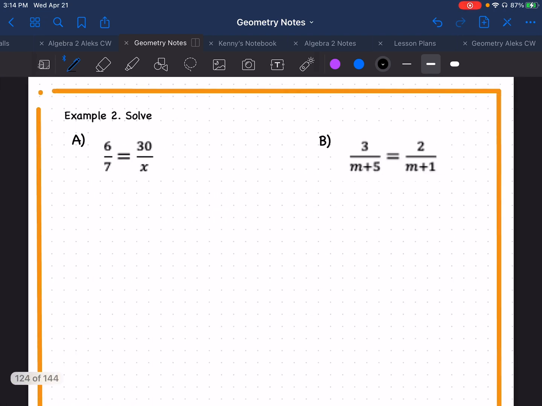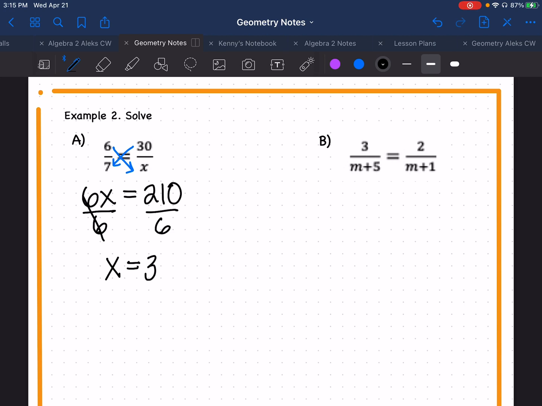All right, let's take a look at some proportions. To solve a proportion, I am simply going to cross multiply. I'm going to multiply this one times this one and that one times that one. So 6 times x is 6x. And 7 times 30 is 210. I'm simply going to divide both sides by 6, and I get an answer of 35.